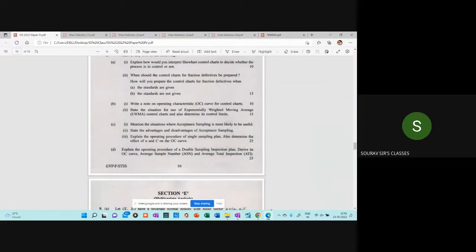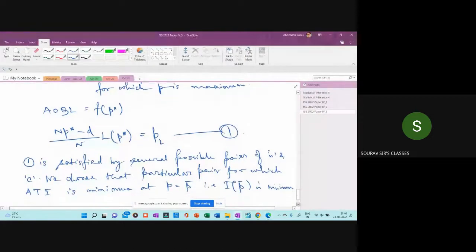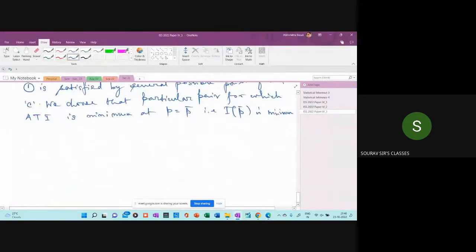Next, going for the next question: explain the operating procedure of a double sampling inspection plan. Derive its OC curve, average sampling number, and average total inspection, that is ATI. This is a very big question. So we will start with explaining the operating procedure of the double sampling inspection plan. This is my question number 8D, which says double sampling plan.